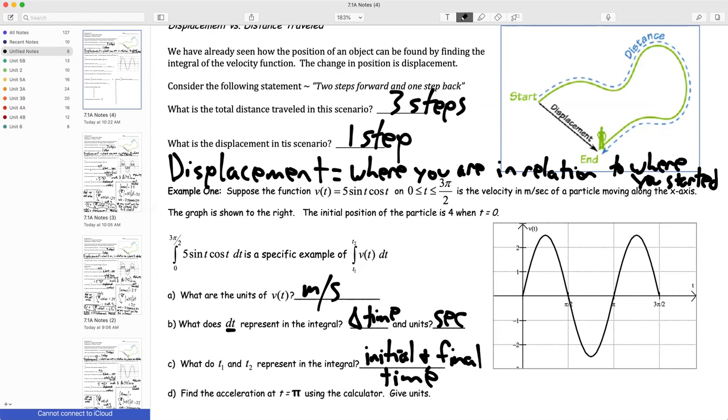So part D says, find the acceleration at t is equal to pi using the calculator and give units. So it has been my experience that students, for the most part, do not make full use of the calculator like they could. So let me try and help you with that.